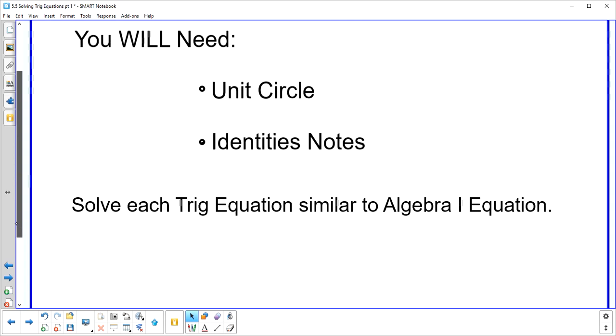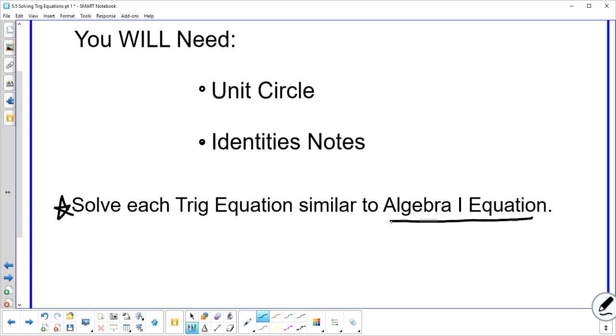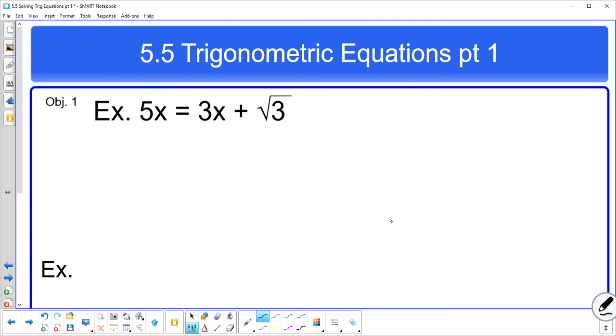Biggest thing when we talk about trig equations, again, stuff that we've been struggling with so far, is we are going to solve our trig equations just like an Algebra 1 equation. So an example of that would be if I tried something like this. 5x equals 3x plus the square root of 3.